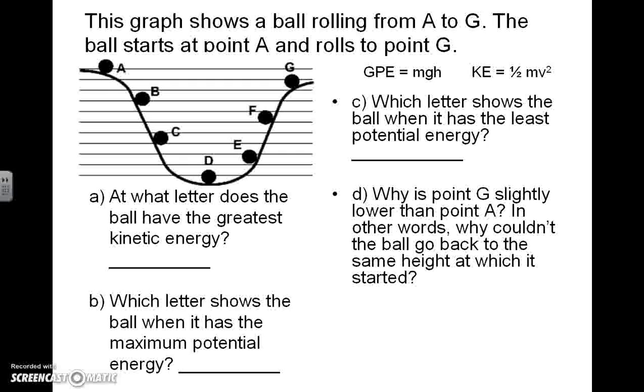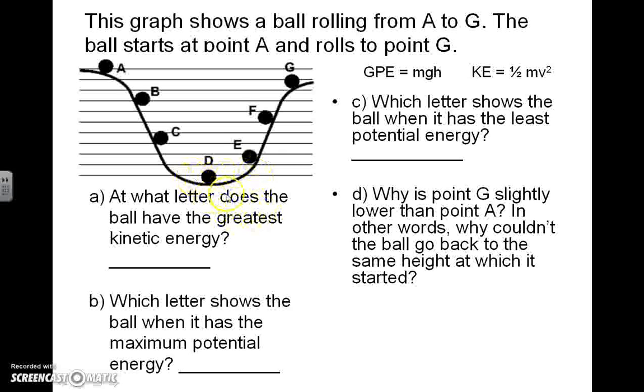It says, at what letter does the ball have the greatest kinetic energy? Okay, I want you to look at the kinetic energy equation that is right here. You'll notice it has two values which kinetic energy depends on, and that is the mass of the object and the velocity of the object. Since it's the same object throughout the path here, the mass is going to stay constant. So the velocity of the object is what's going to let us know what letter represents the point where this ball is going to be moving the fastest.